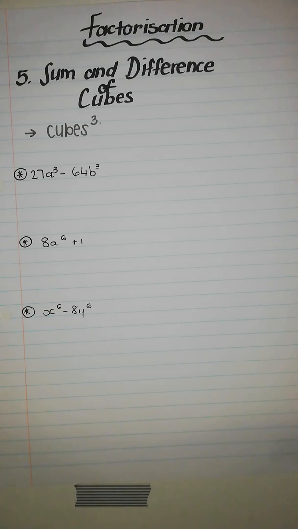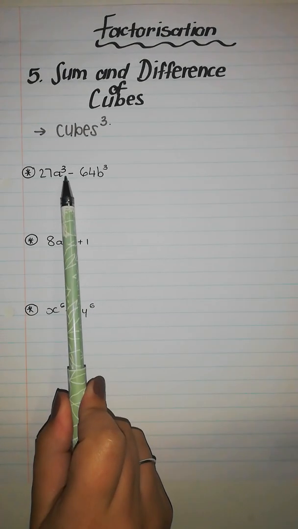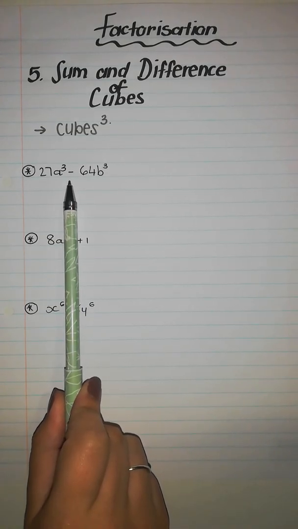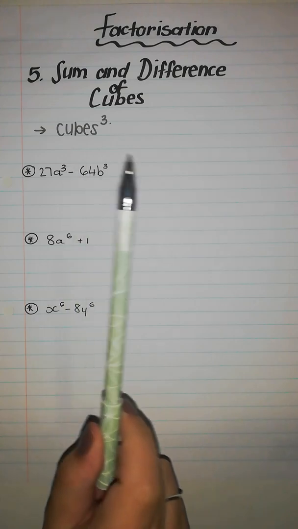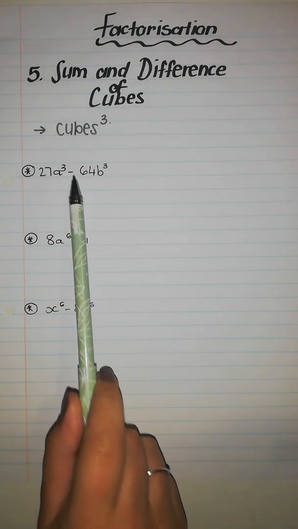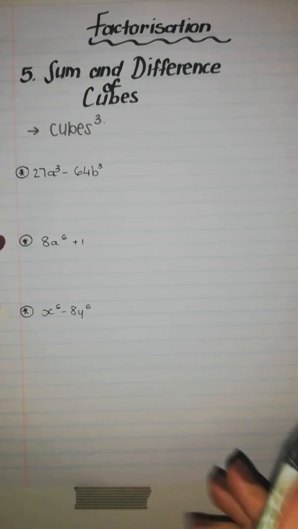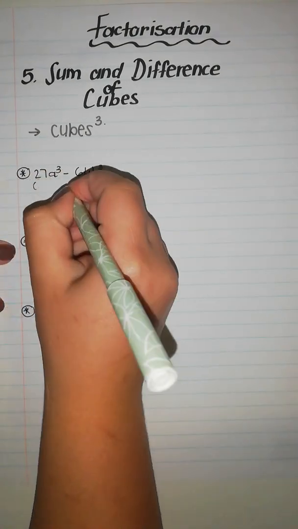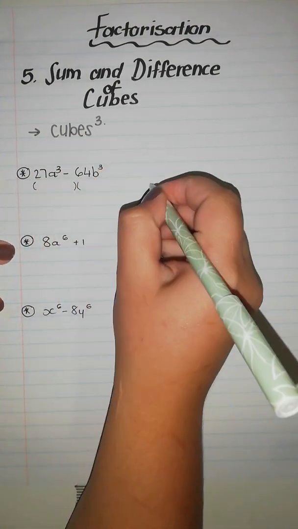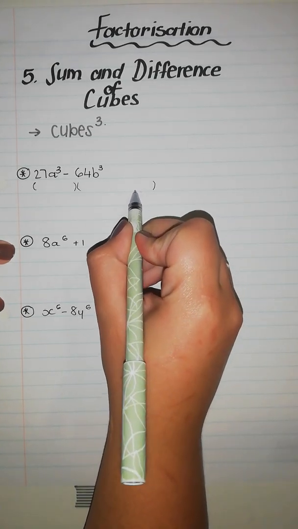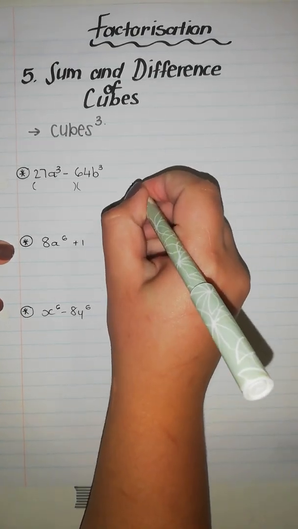Now the very important thing is I need a cube to do this one. For this, it doesn't matter whether you have negative or positive. It is the difference between the difference of two squares and the difference of cubes. So with this one, I'm going to have a small bracket and I'm going to have a big bracket. Now the last sign in my big bracket will always be positive.